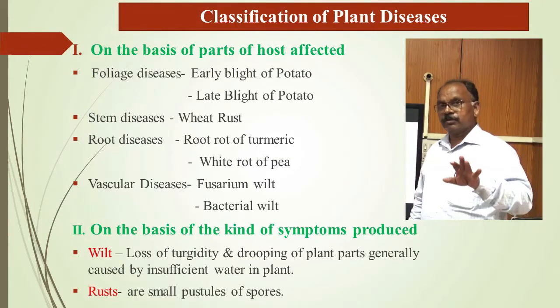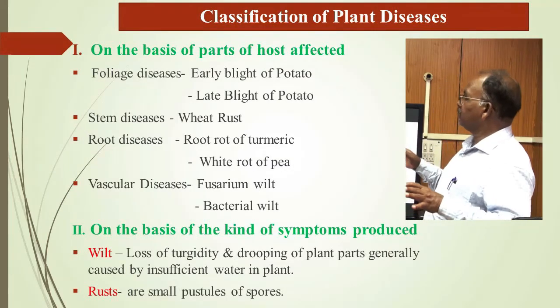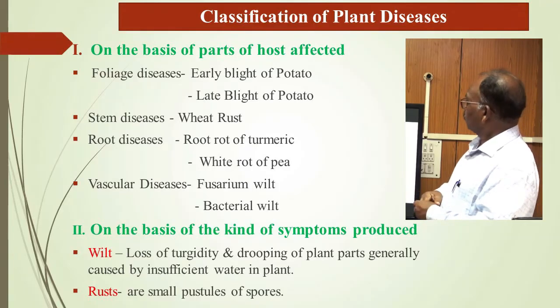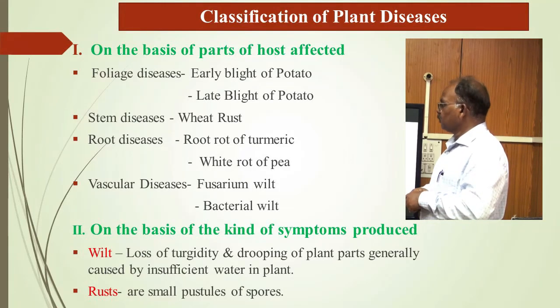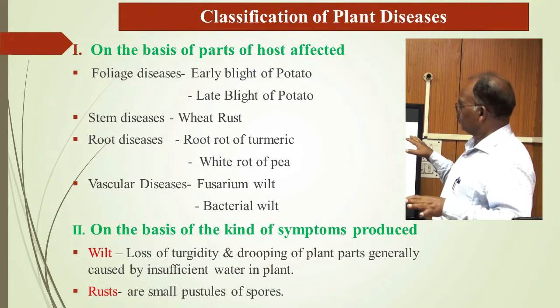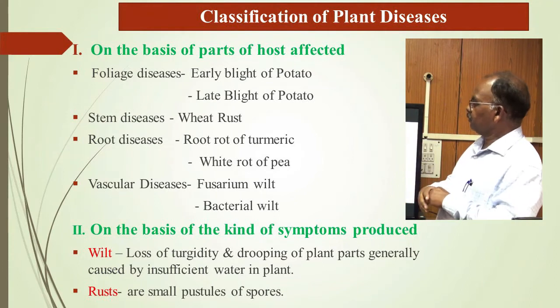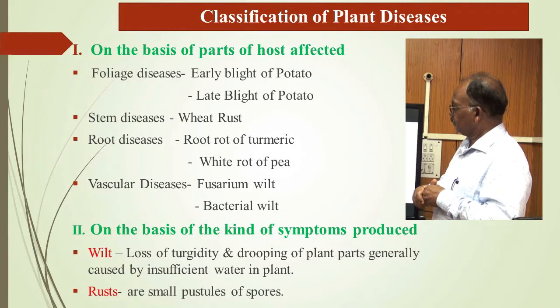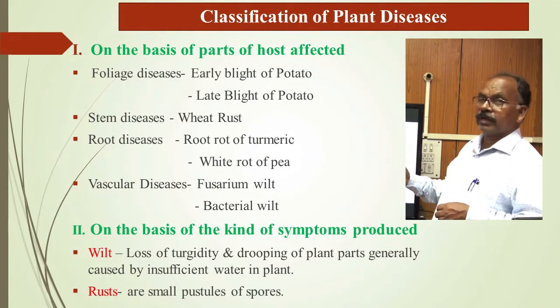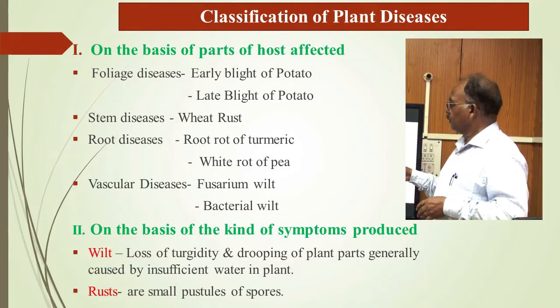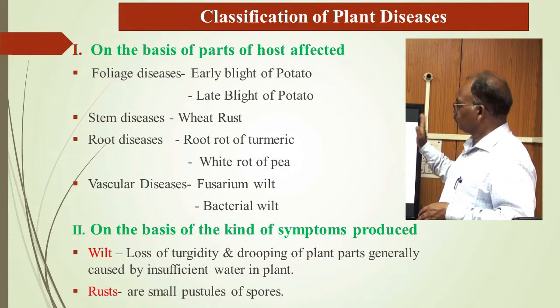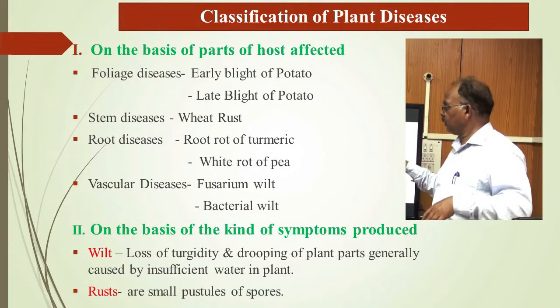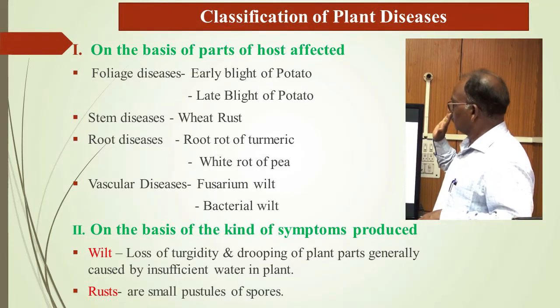Now come to the next topic, classification of plant diseases. Plant diseases are classified on the basis of the parts of the host affected, such as if the leaf is infected, then it is a foliage disease, such as early blight of potato and late blight of potato. Early blight of potato is caused by Alternaria solani. Late blight of potato is caused by Phytophthora infestans.